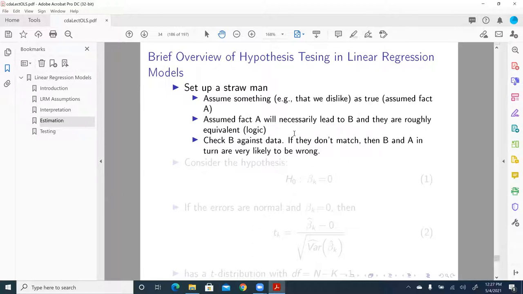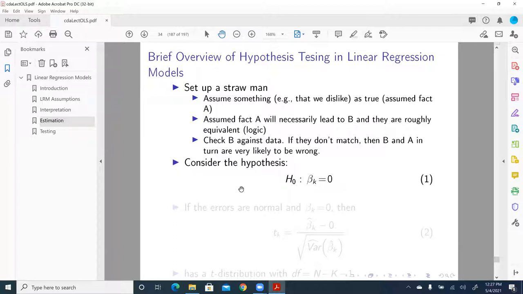Then what we're gonna do, we're gonna check B against data at hand. Okay. If the data do not match what is implied, suggested in the assumed fact B, then that would imply B is wrong, and probably A in turn very likely to be wrong too.